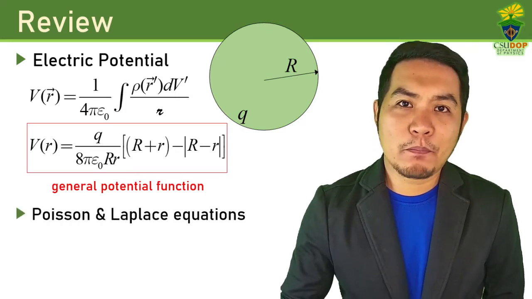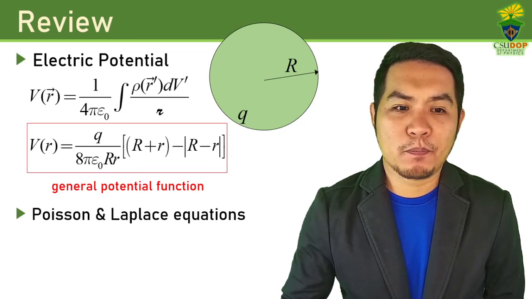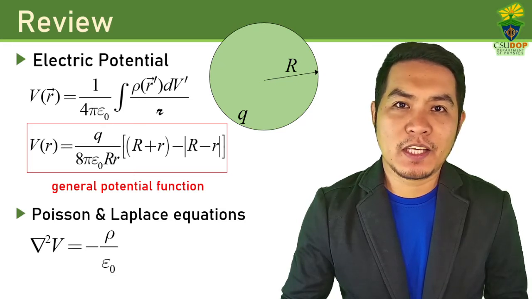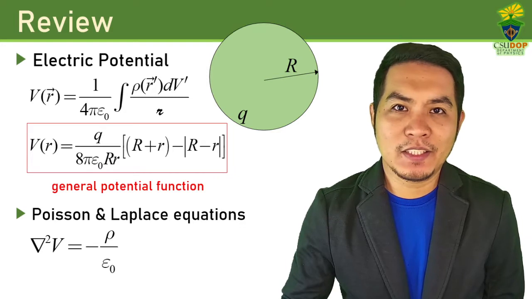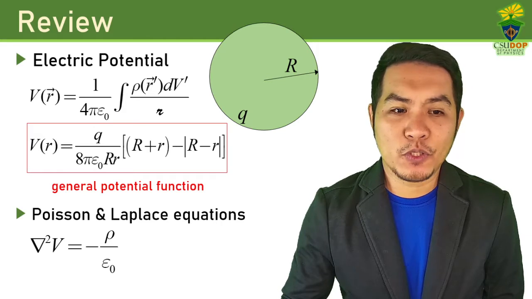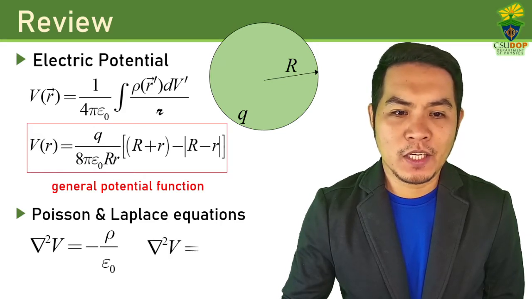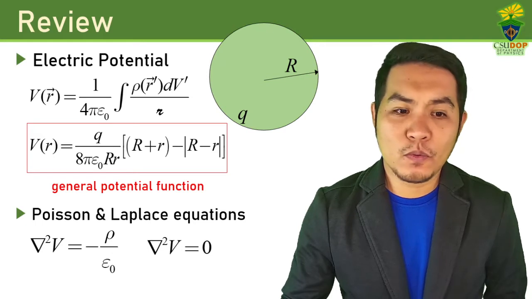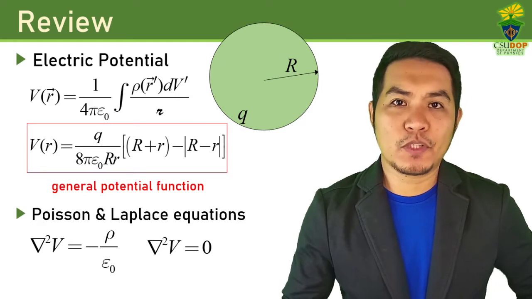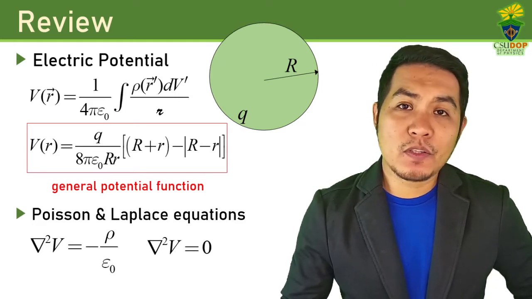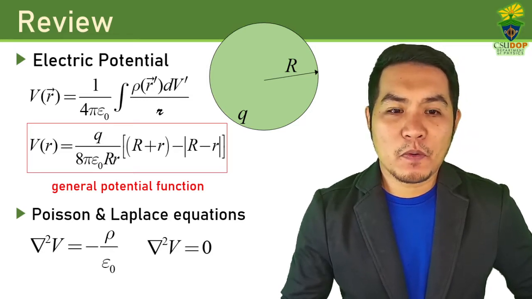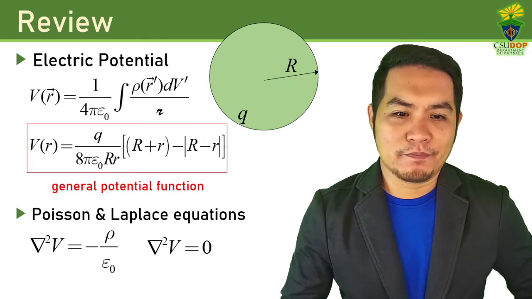In the previous chapter, we have also introduced Poisson and Laplace equations, and this is Poisson's equation. It's just the Laplacian of your potential V, and it's essentially equivalent to the charge distribution in the region. And if your region has no volume charge density or volume charge distribution, then Poisson's equation becomes a Laplace equation. For this chapter, we will be focusing on the Laplace equation.